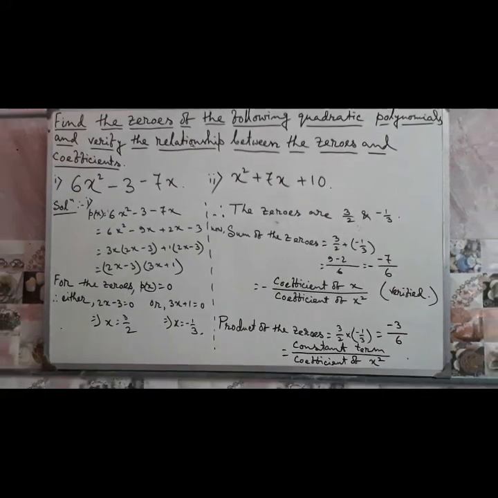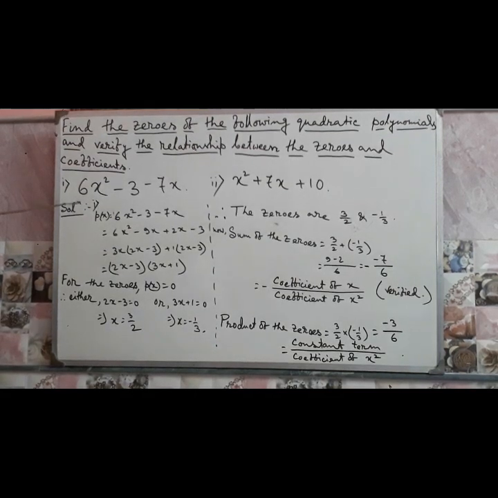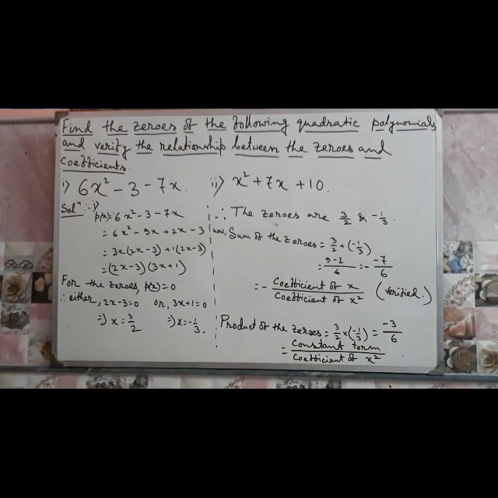Find the zeros of the following quadratic polynomials and verify the relationship between zeros and coefficients. The first one, it is given 6x square minus 3 minus 7x, and the second one x square plus 7x plus 10. So what we did at first, middle term factorization of this given polynomial 6x square minus 7x minus 3, which will give you the zeros, that is x is equal to 3 by 2 and x is equal to minus 1 by 3. That means 3 by 2 and minus 1 by 3, these are the 2 zeros.